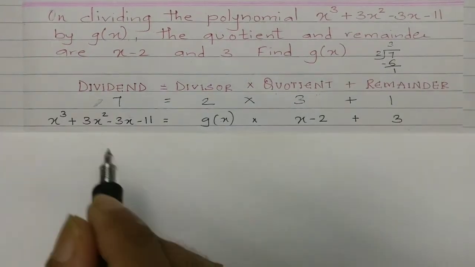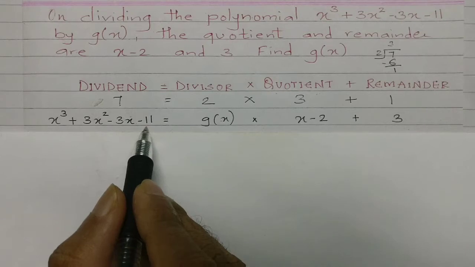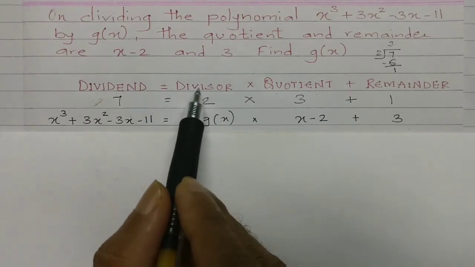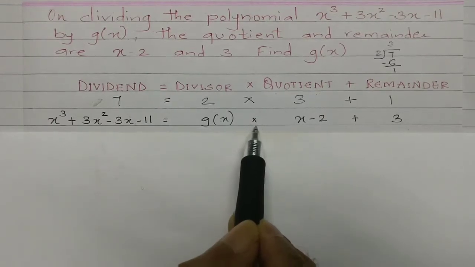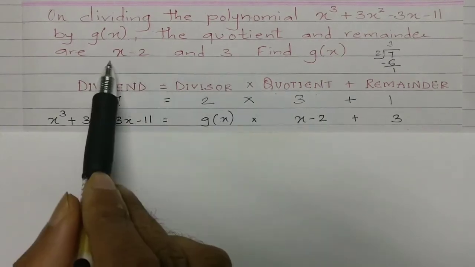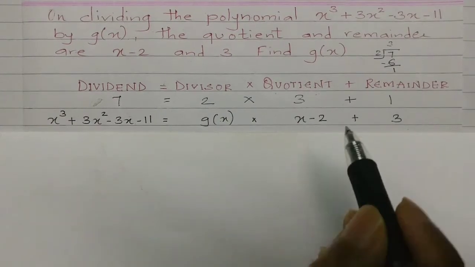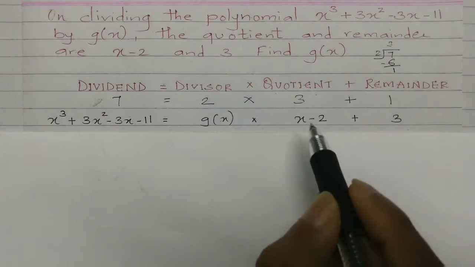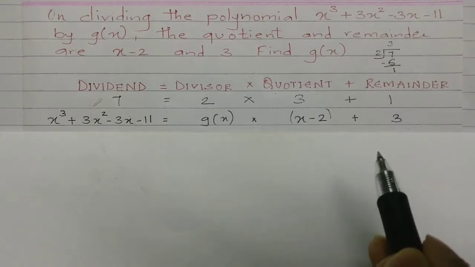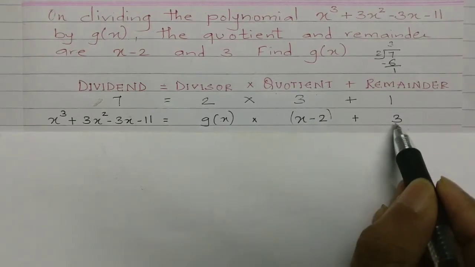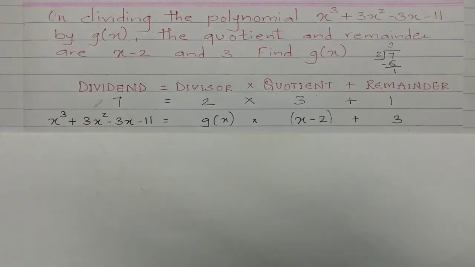So my polynomial over here is x cubed plus 3x square minus 3x minus 11 is equal to the divisor, which I don't know, that's the reason it is g of x, multiplied by the quotient we are getting. They have told us it is x minus 2, and the remainder is 3. Now I humbly request you, whenever you have two terms to be written, please put a bracket. Here there's just one term, so I don't need to put that, but if there are two terms, please put a bracket.